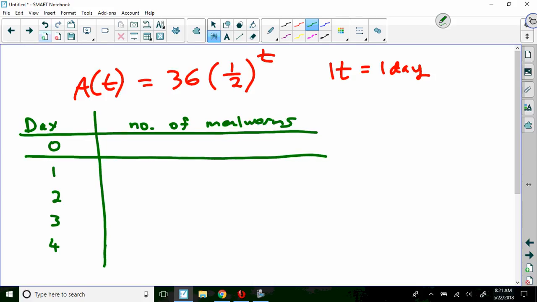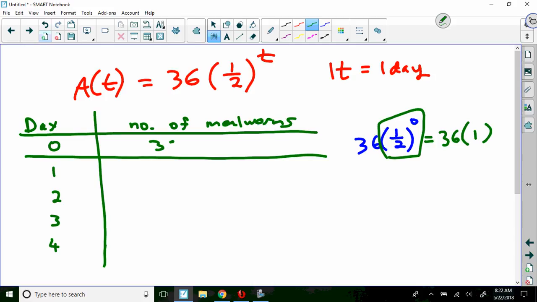So the 0th day, if you're not sure about the math here, I'm going to make this as clear as I can. We'd have 36 times 1/2 to the 0 power. What's 1/2 to the 0 power really equal to? Not 0. Anything other than 0 to the 0th power is 1, right? So this is 36 times 1, right? Because this equals 1? Yes? Okay. So on day 0, how many mealworms do we have? We have 36. When no time has expired on the beginning day, we have 36 mealworms.